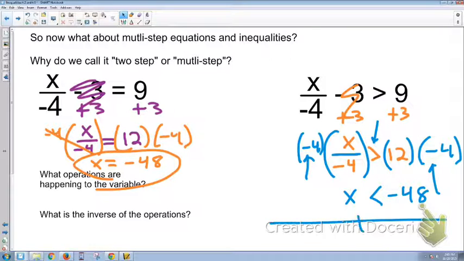For the graph, starting at negative 48, the solution set is any number that is smaller than negative 48. So it's not equal to negative 48, so I'm just going to do an open circle, and I'm going to move in the left direction. x is anything that's less than negative 48.